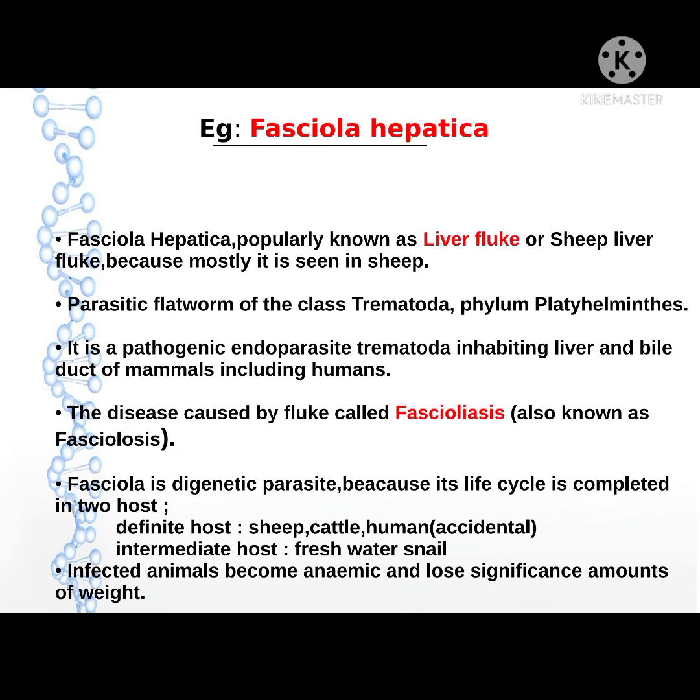Fasciola is a digenetic parasite because its life cycle is completed in two hosts. Definite hosts include sheep, cattle, mammals, accidentally humans. Intermediate host is freshwater snail. The infected animals become anemic and lose significant amounts of weight.